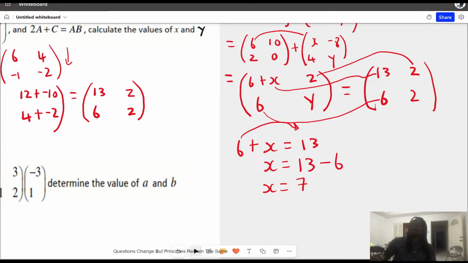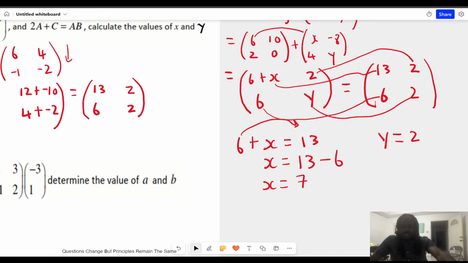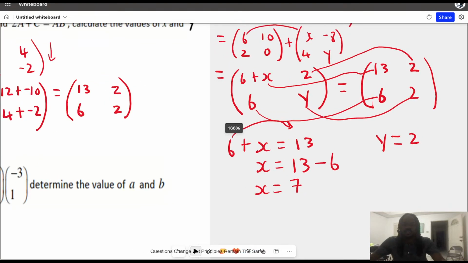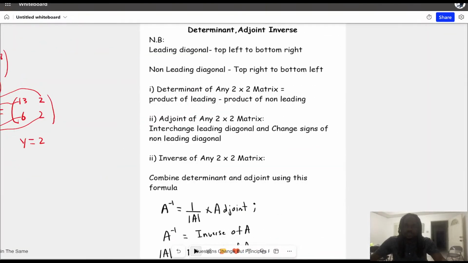And y is pretty simple, right? These are corresponding elements. That means y is simply equal to 2. Well done there, ma'am, for the lady who sent that in the chat to me. X is 7, y is 2. Perfect. Let's get going. Still got a few more things to do.